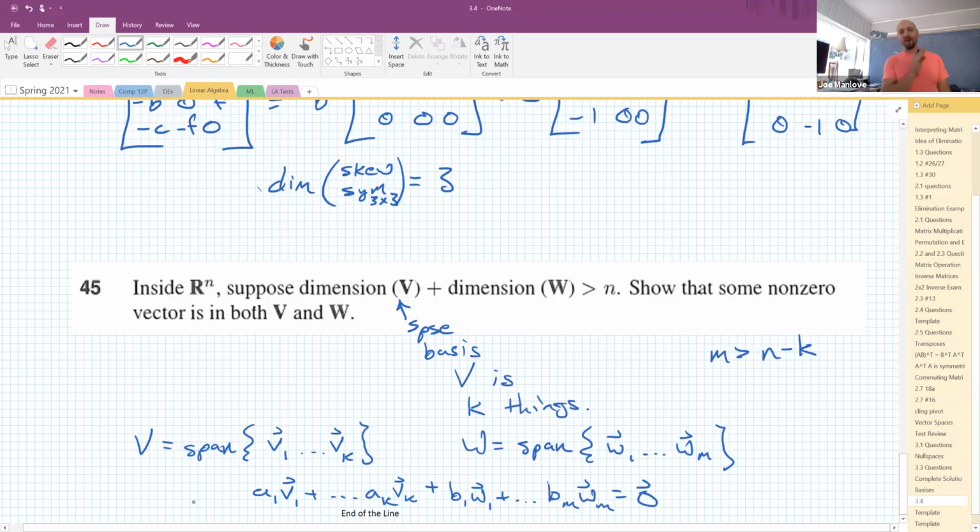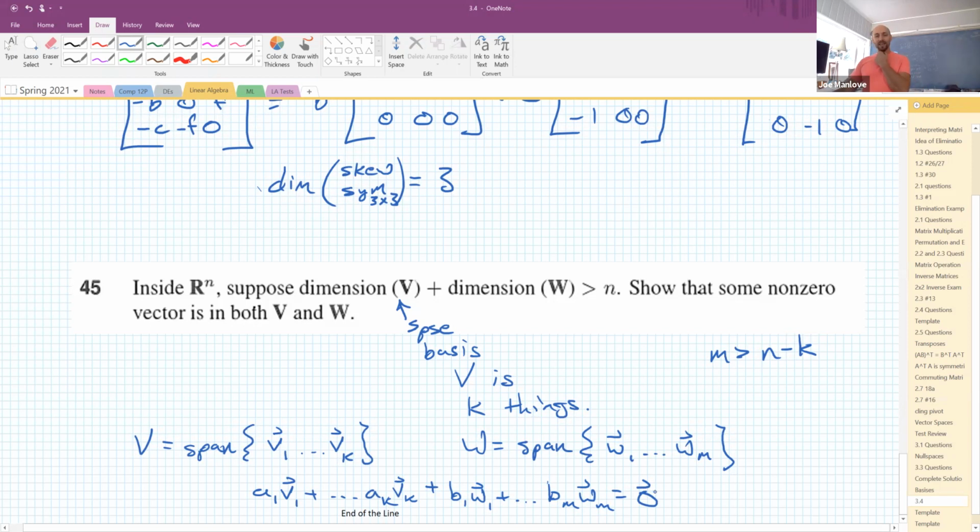That's since Rn is n dimensional and there are too many vectors in this combined set, right? So if I stick these two sets together, they span Rn. Well, they don't have to, but they have to have at least that many vectors. So best case, they cover Rn. They have to be linearly dependent because this is strictly greater. There's too many of them, they can't form a basis for Rn. They don't have to span the whole thing, but there have to be too many at least.